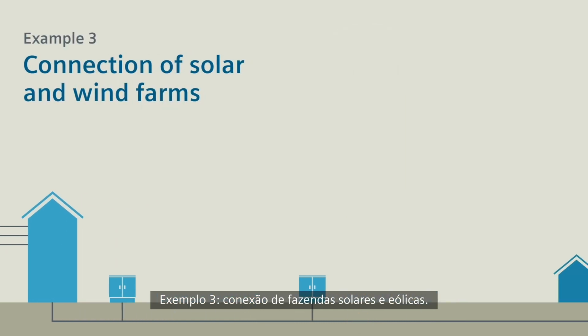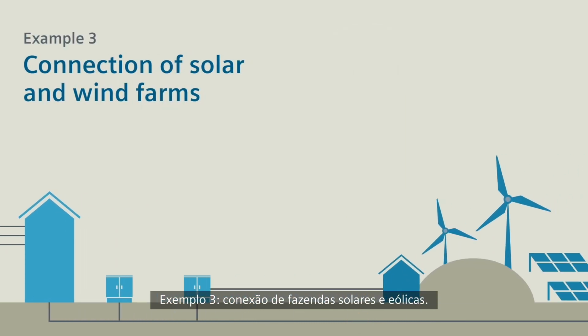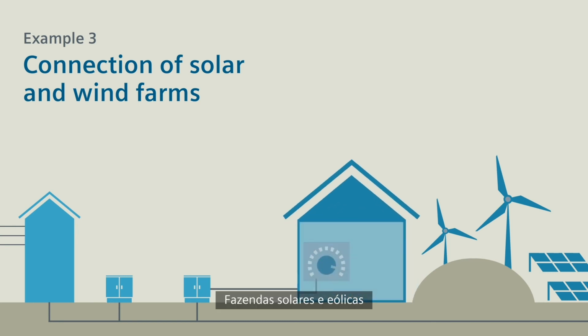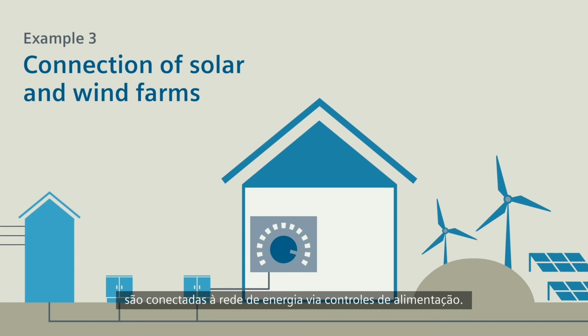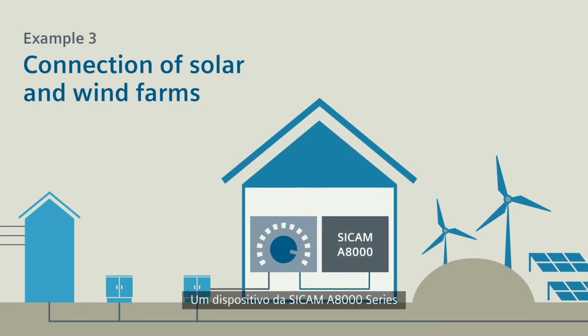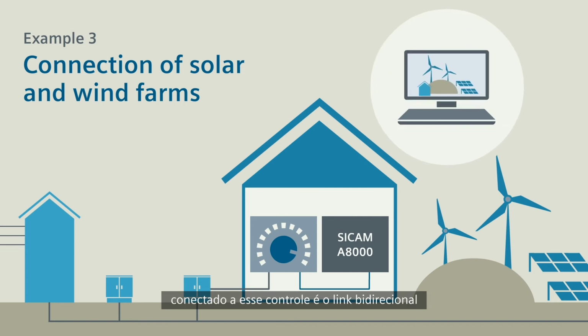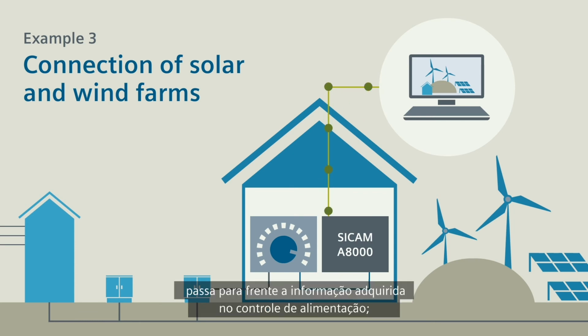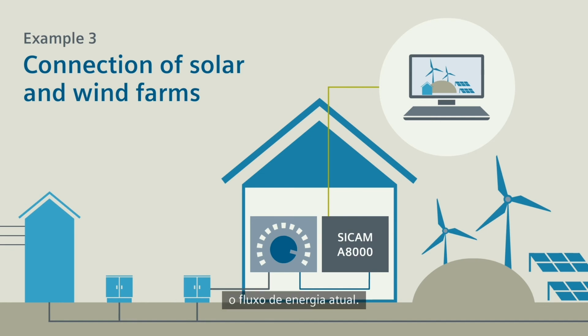Example 3. Connection of solar and wind farms. Solar and wind farms are connected to the energy grid via in-feed controllers. A device from the Sicam A8000 series connected to this controller is the bidirectional link between farm and network control center. In the direction of the network control center, the Sicam A8000 device passes on information acquired from the in-feed controller, for example about the current power flow.